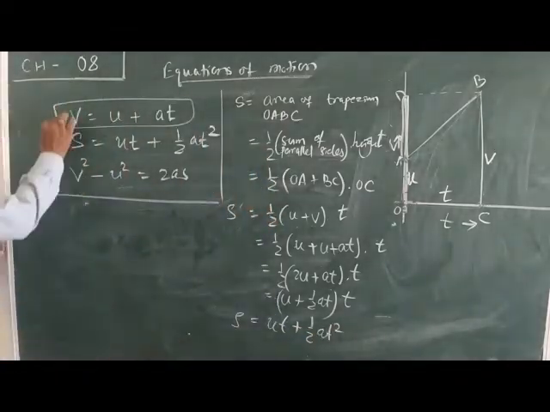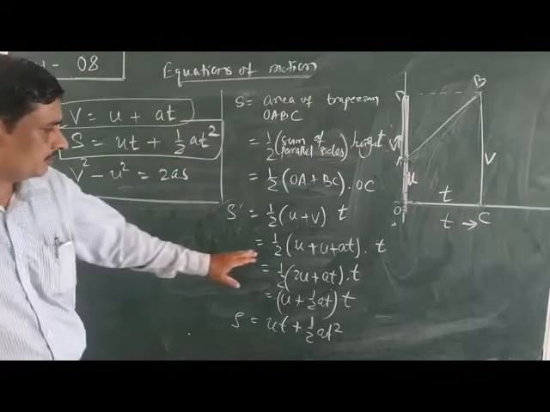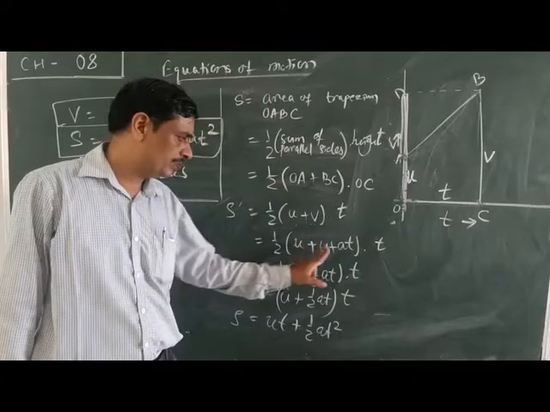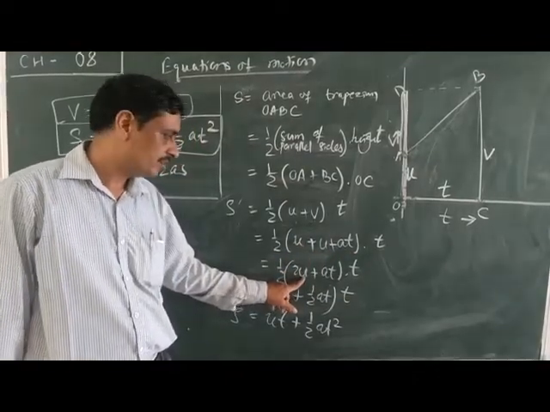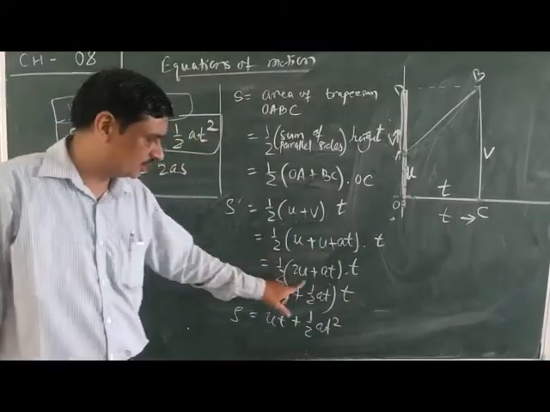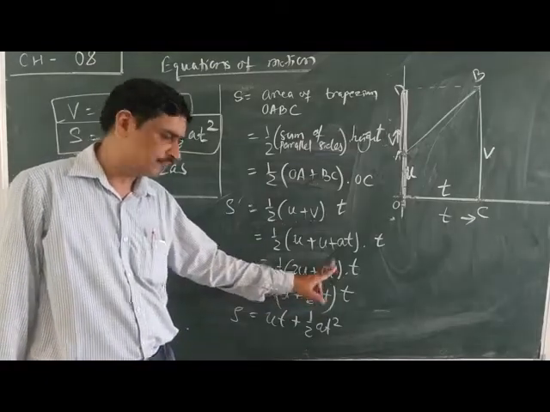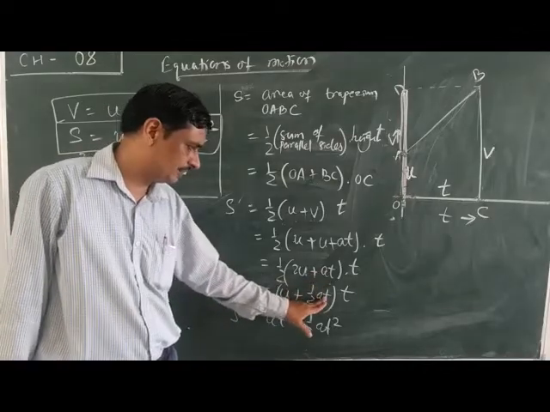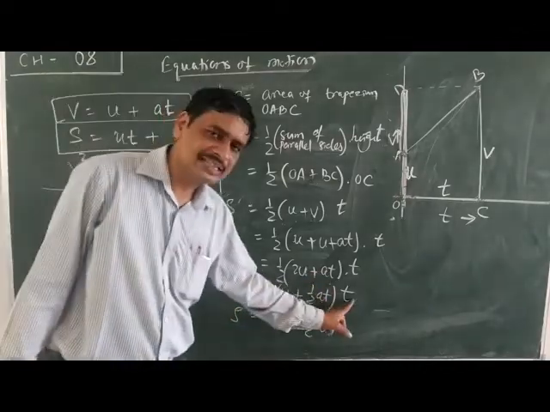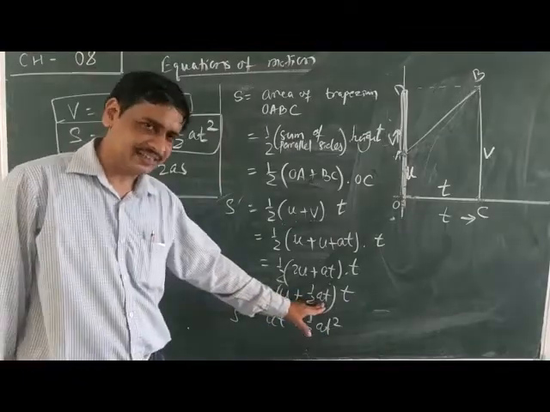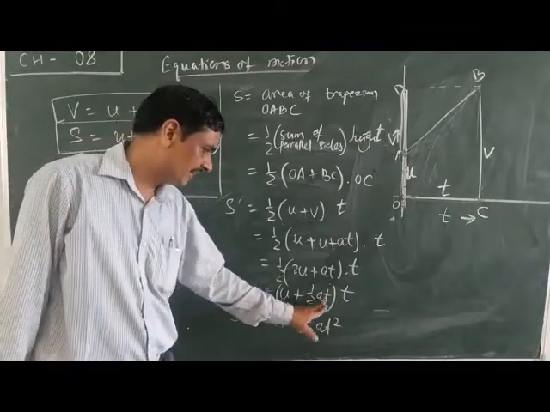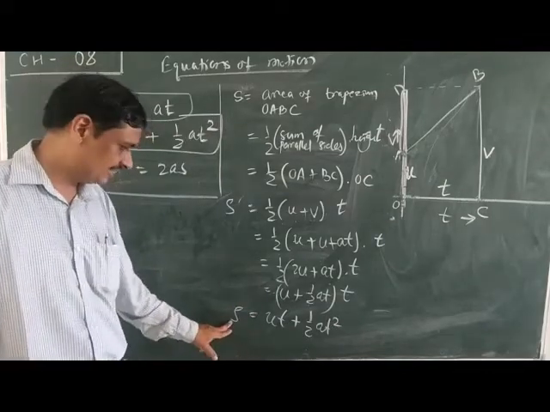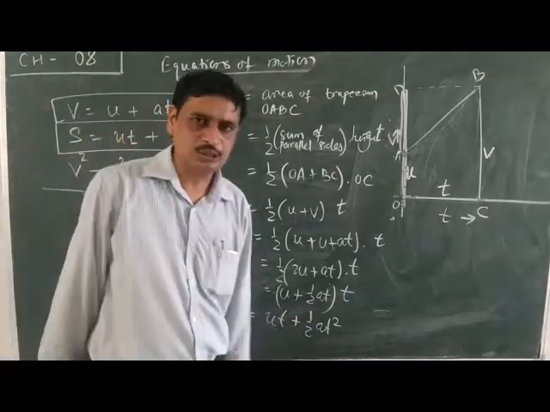Here the second one is derived. The value of v is substituted as u plus at, then u plus u becomes 2u. Then half is multiplied with both the terms 2u and at. Half into 2u becomes u and half into at becomes half at. Next, this t is multiplied with the terms inside the bracket. It is ut plus half at square. So the displacement or distance covered, s, is equal to ut plus half at square.